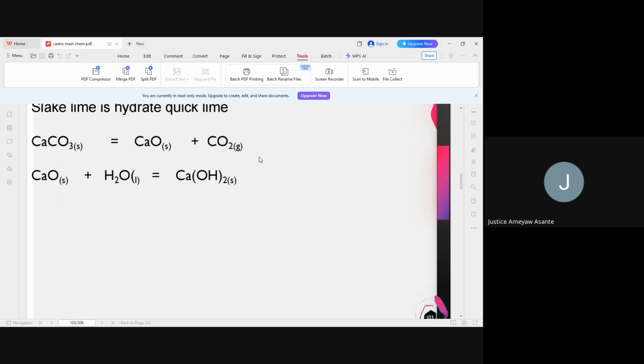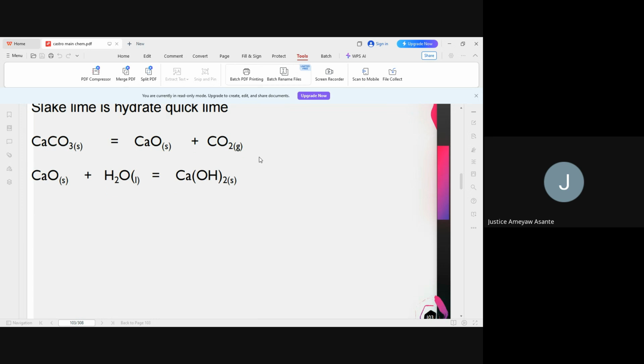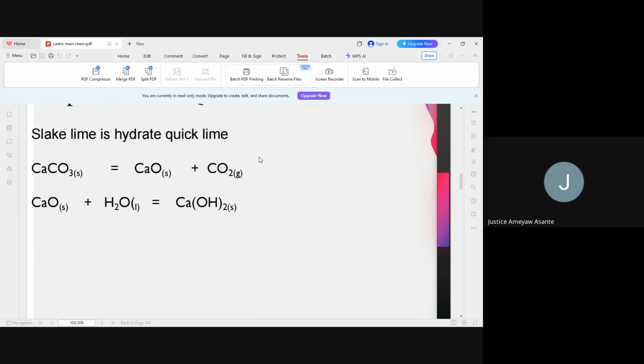Now, calcium oxide, when you put it in water. The calcium oxide is an example of quicklime. The common name is quicklime. The chemical formula for quicklime is CaO. In chemical terms, we call it calcium oxide.